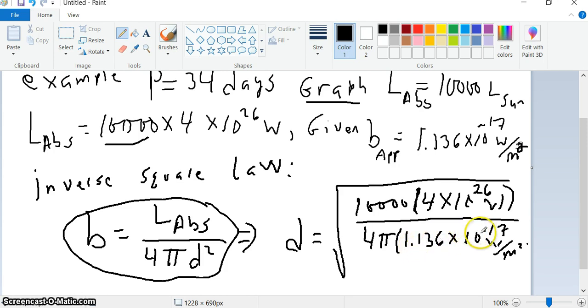It is 1.136 times 10 to the minus 17th watts per square meter. You're only getting a very small amount of energy in your telescope. All right, so we solve that, and remember the distance will come out in meters. We'll convert it to parsecs in just a little bit.